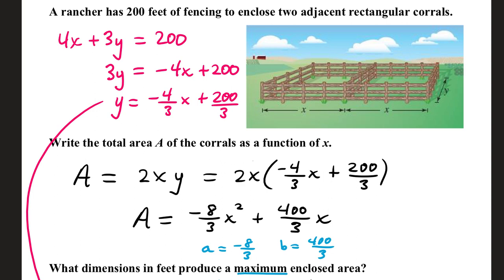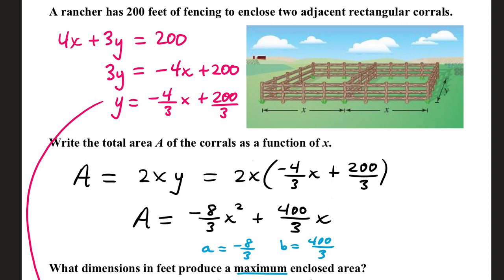Down the side, we have a total of 3 Y's, so to speak. So to account for all the fencing, we need to note that 4 X's, that's the front and the back total, plus 3 Y's, has to equal our 200 feet of fencing. We're supposed to write the area of the corrals as a function of X. Area is length times width. The length is 2 X's, and the width is Y. So A equals 2XY.